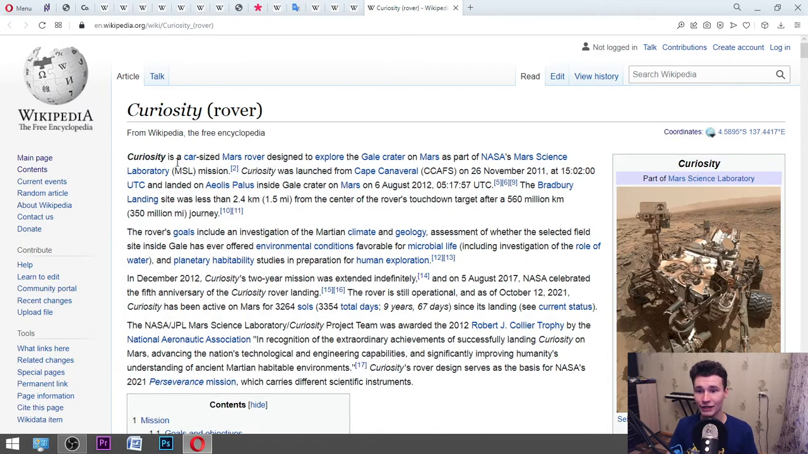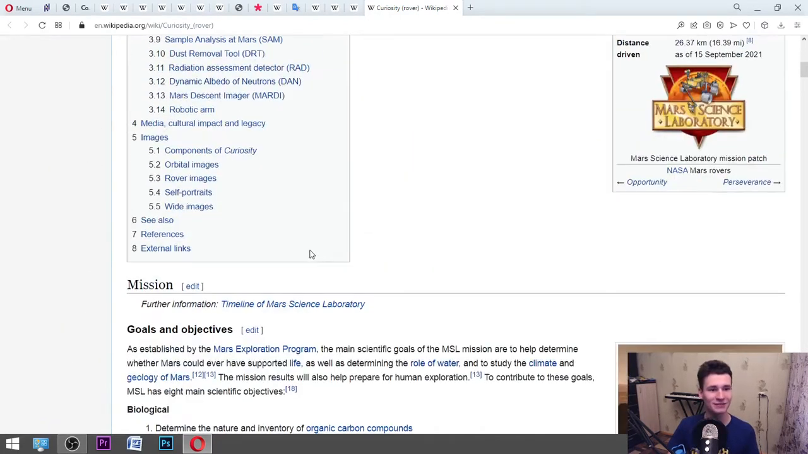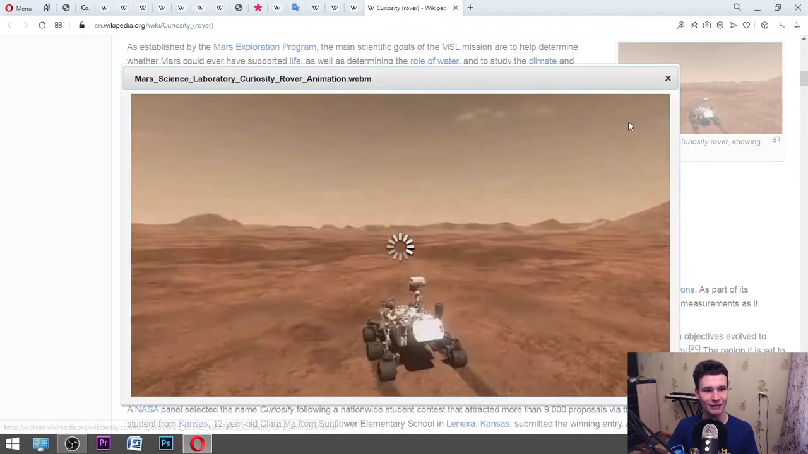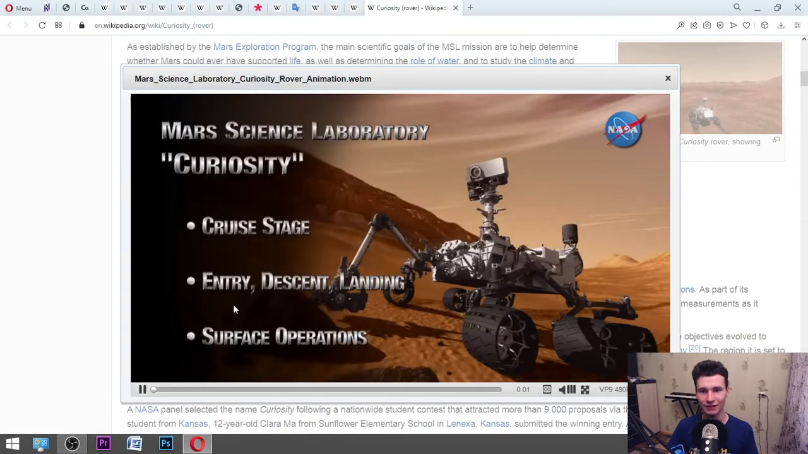The Bradbury landing site was less than 2.5 kilometers (1.5 miles) from the center of the rover's touchdown target after a 560 million kilometer (350 million mile) journey. Yes, this is the specific animation of it too, we can see, the Mars Science Laboratory Curiosity.